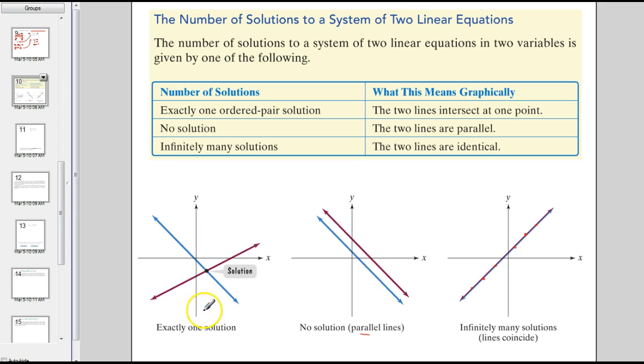So we can have one, we can have none, or we can have an infinite number. There's no way we can have just 2, or just 4 or 7. It's either 1, none, or infinite.